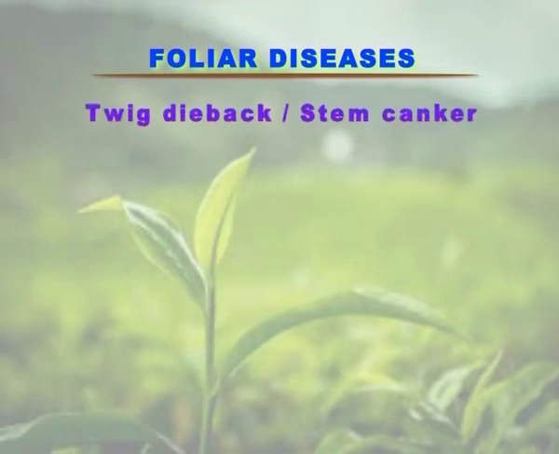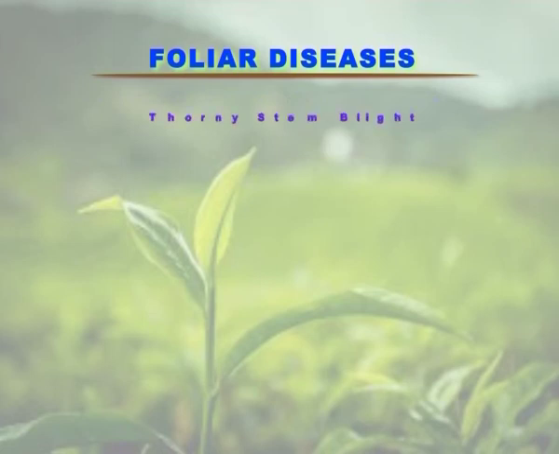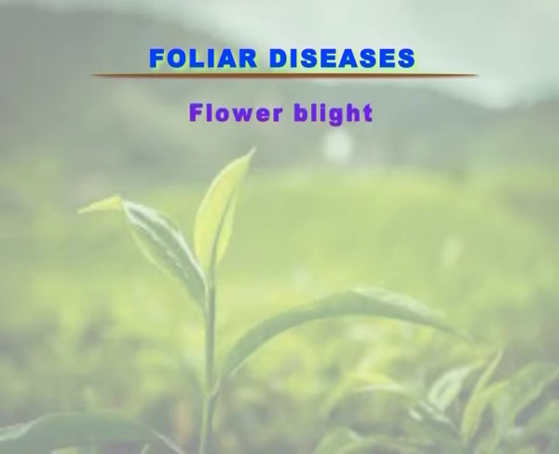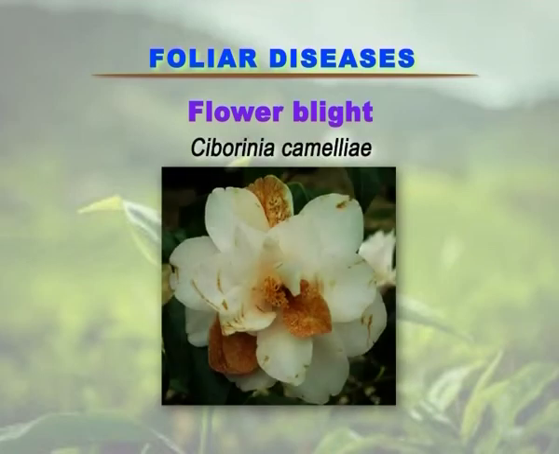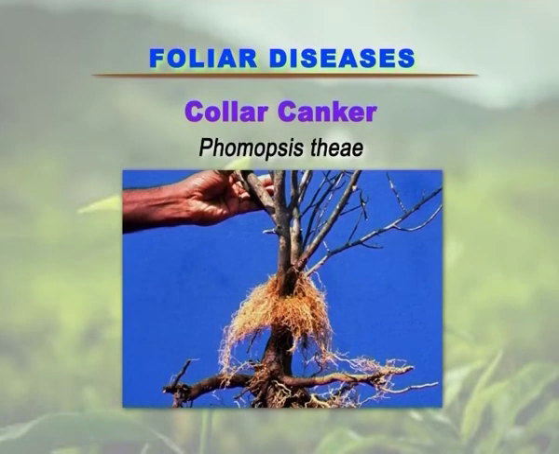Twig dieback or stem canker is caused by Macrophoma theicola. Thorny stem blight is caused by Tunstallia aculeata. Flower blight is caused by Sclerotinia camelliae. Collar canker is caused by Phomopsis theae. So this is about the foliar diseases.